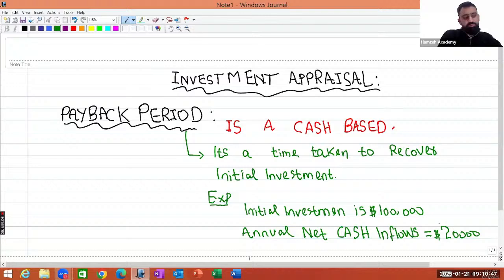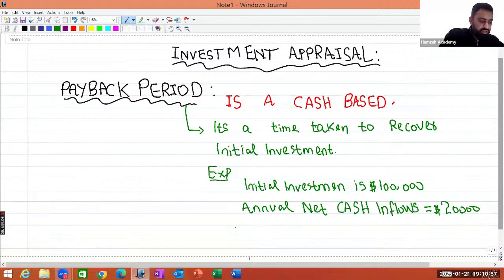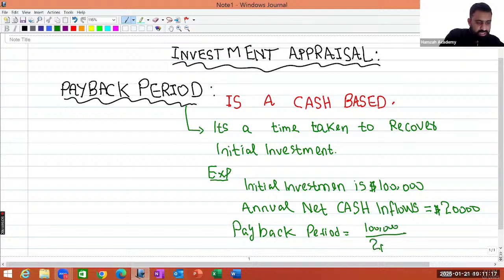And for the time being, if we assume that these annual cash flows will remain the same over the period, then to recover $100,000, our project is going to take, initial investment 100,000 and annual cash flows are 20,000, that means the project is going to take 5 years to recover the initial cost, payback period.